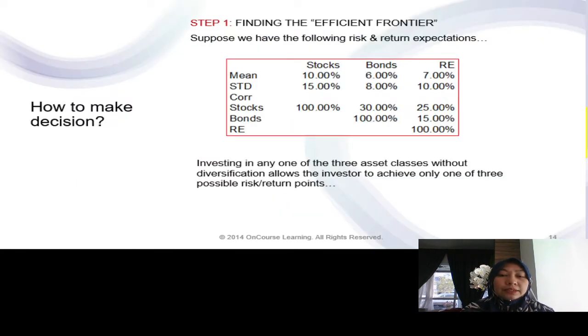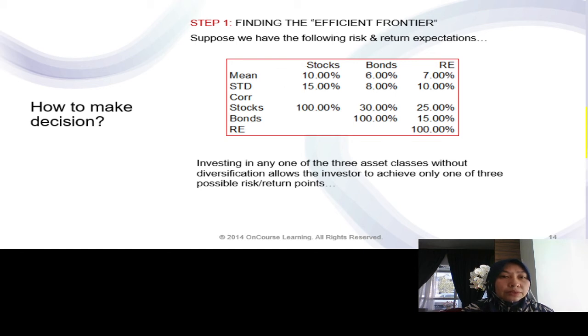Okay, so how do we make decisions? Look at this example: finding the efficient frontier. How do we make decisions when we have already invested in a list or portfolio of investments? We need to find the efficient frontier. What is the efficient frontier? Suppose we have the following risk and return expectations. We have stocks, bonds, and real estate.